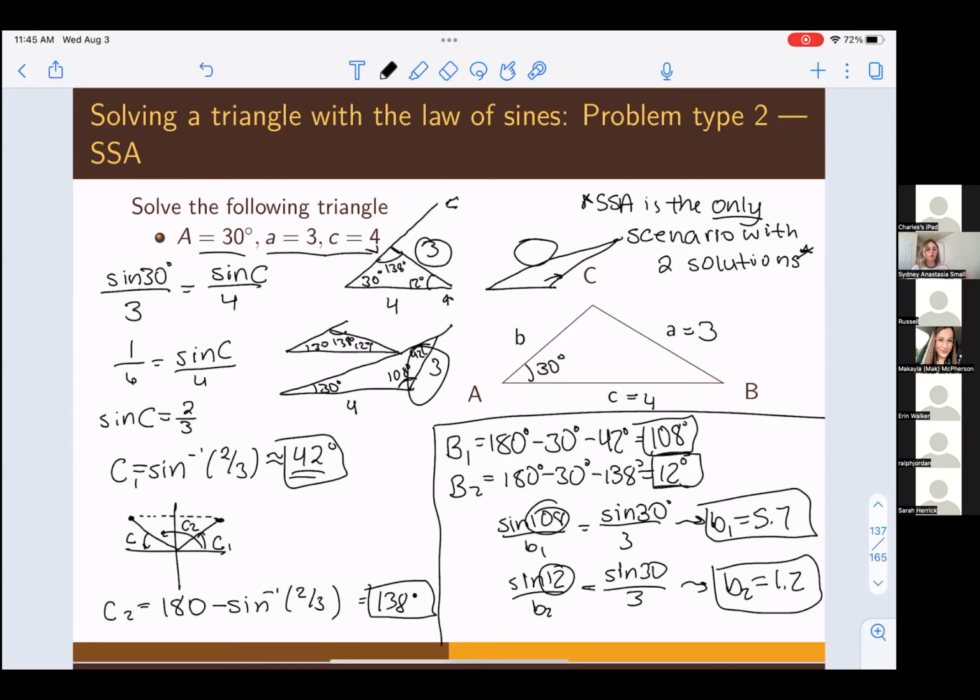All other kinds of triangles, side-side-side, side-angle-side, angle-angle-side, those will all have 1 or no solutions. And you will never be asked to solve an angle-angle-angle triangle. Questions on any of these types of triangles, identifying them, solving them, etc.